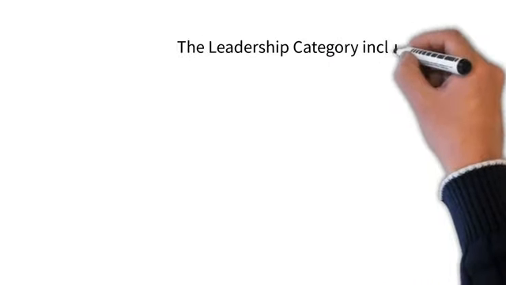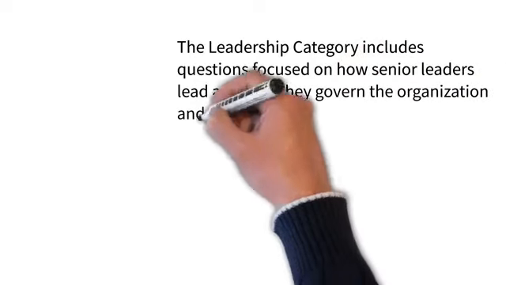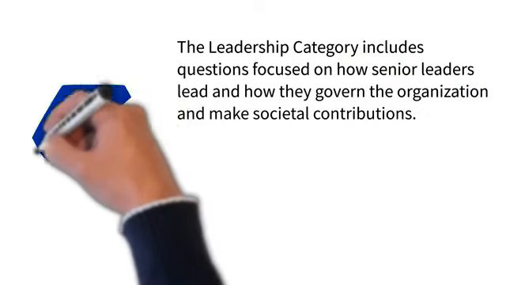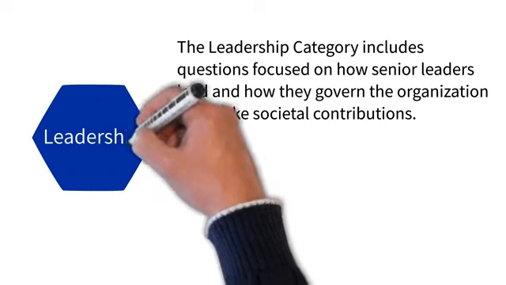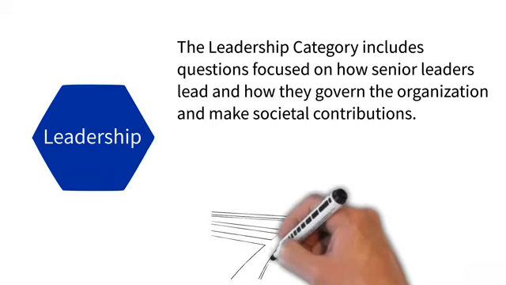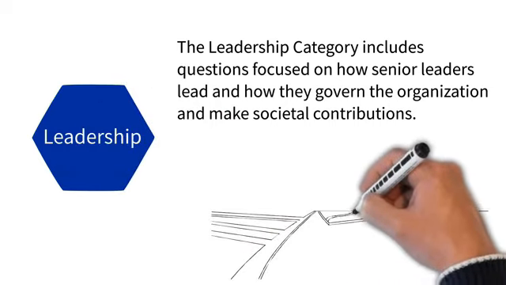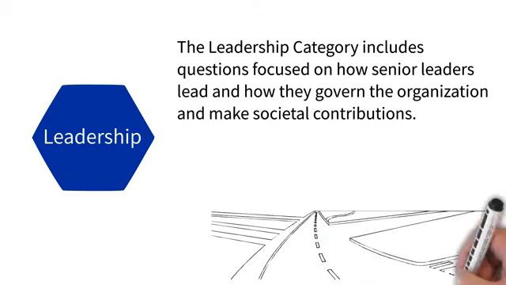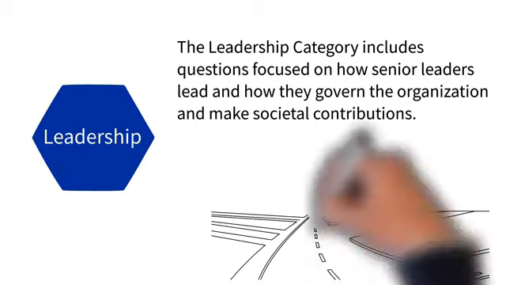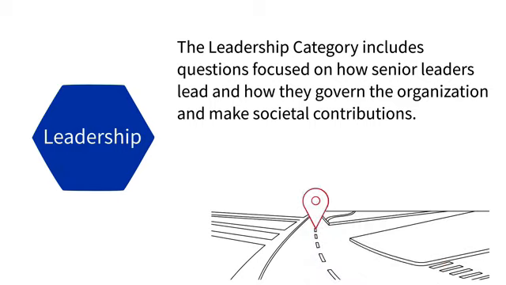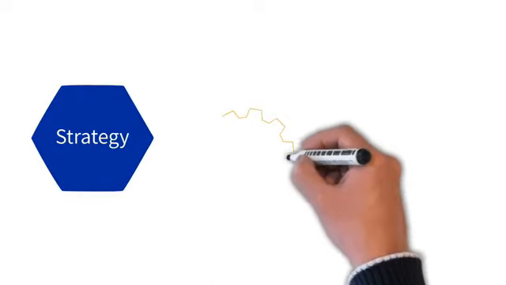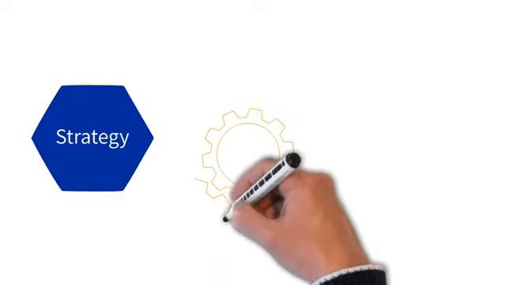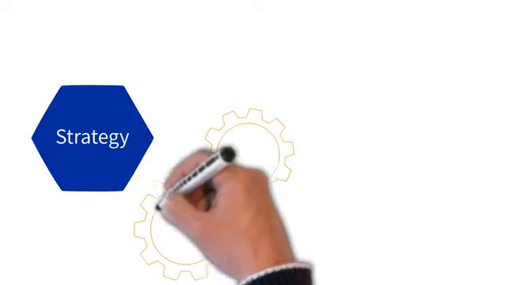The leadership category includes questions focused on how senior leaders lead and how they govern the organization and make societal contributions. For example, because key customers and their requirements were identified in the organizational profile, leaders have the information they need to set the direction for the organization. In other words, setting and deploying the mission and vision to the workforce, partners, suppliers, and other stakeholders. Once leaders have fully communicated the direction to the organization, there needs to be a plan developed that will allow everyone to operationalize the mission and vision.